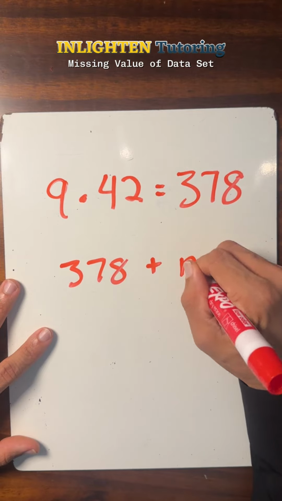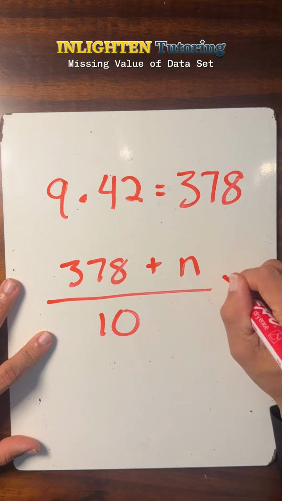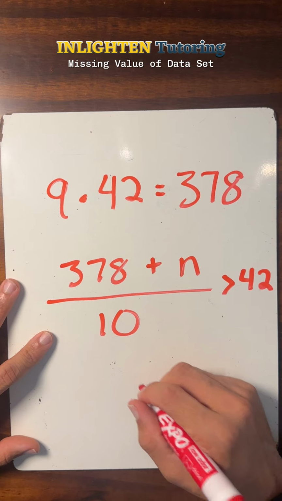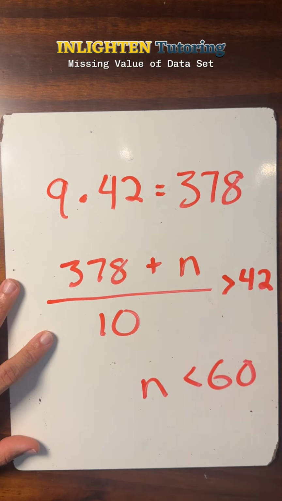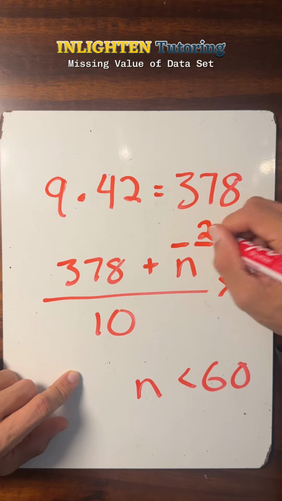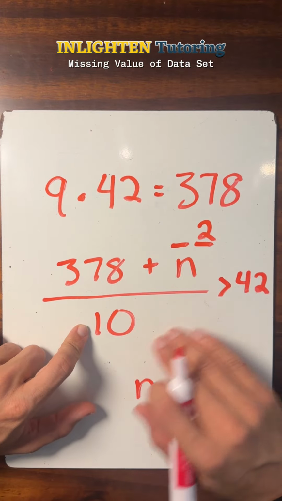and then plus some number n that's going to be divided by 10, and it has to be greater than 42, okay? But that n has to be less than 60. N has to end in 2, okay? That way this rounds out to be a 0, so it can evenly divide by 10.